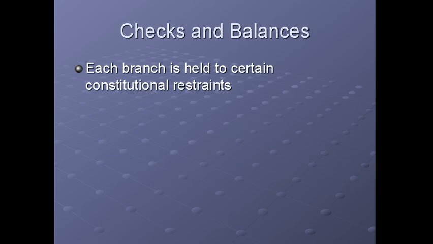Okay, the third principle is this idea of checks and balances. So we not only divided power up in three different ways. Every branch is considered equal in power. Every branch has its own responsibilities. None of the branches overlap in terms of any shared responsibilities or powers. So each branch, as a result, is held to certain constitutional restraints.